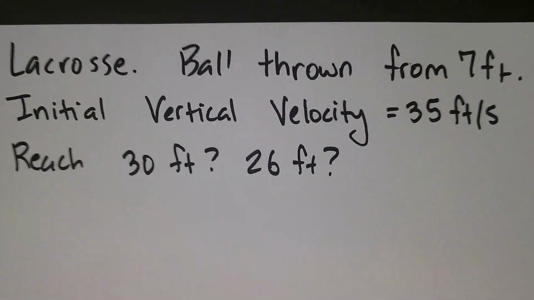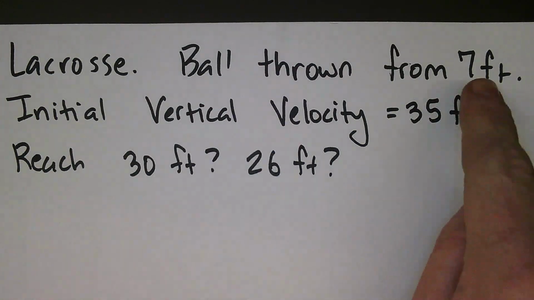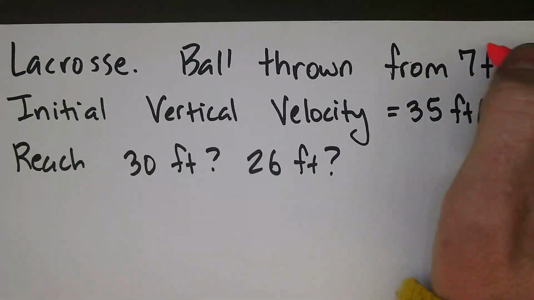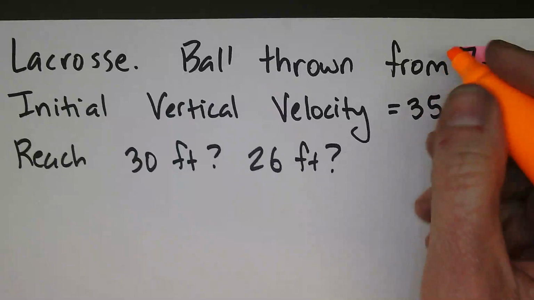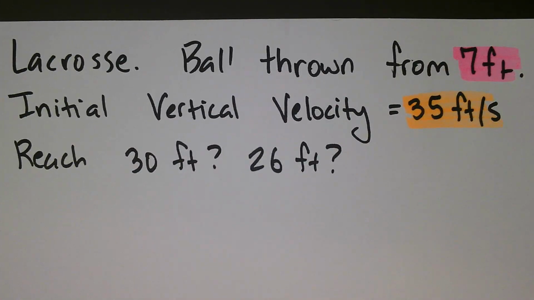We are looking at the situation, which is basically in the sport of lacrosse, a ball is thrown from 7 feet in the air, which seems kind of high, but you do use a lacrosse stick, so you can launch from pretty high here. So it's launched from 7 feet, has an initial vertical velocity of 35 feet per second, and we want to know whether or not it reaches two given heights. Does it reach 30 feet? Does it reach 26 feet?